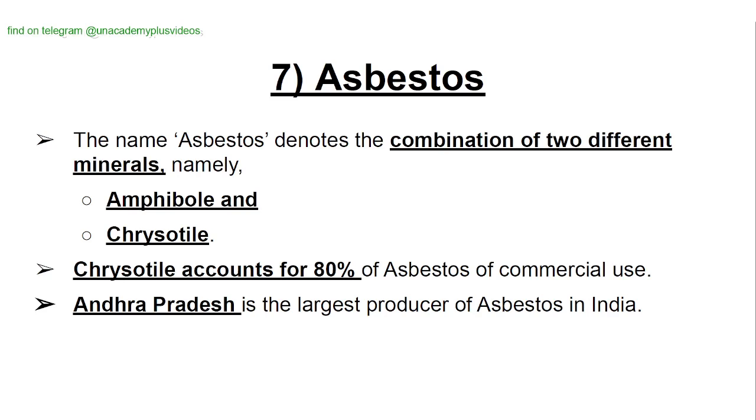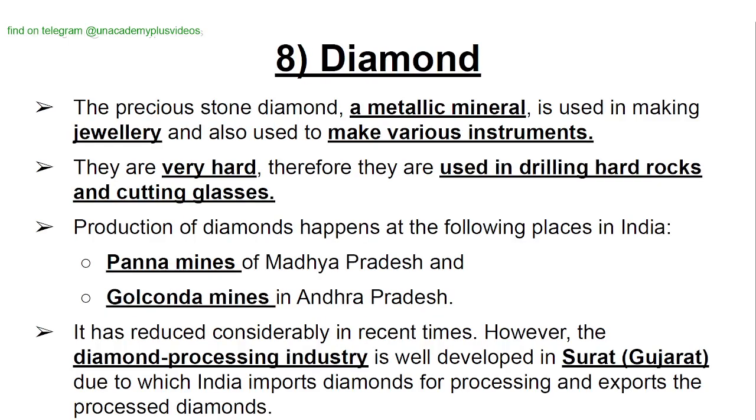Asbestos. The name asbestos denotes the combination of two different minerals, namely amphibole and chrysotile. Chrysotile accounts for 80% of asbestos of commercial use. Andhra Pradesh is the largest producer of asbestos in India.